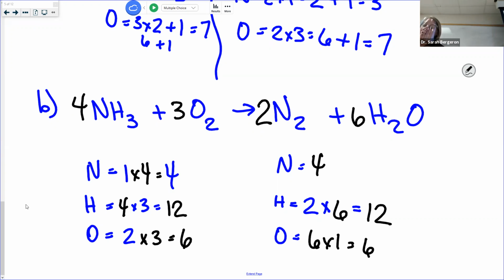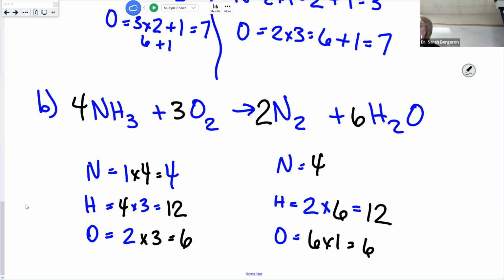So sometimes what you have to do is look and see your hydrogens on either side. If you look at your hydrogens, hydrogen is 3 on the reactant as a subscript, and hydrogen is 2 as a subscript on the product. I know that I'm going to have to multiply by some number to make that work out, right? You're going to have to keep multiplying.